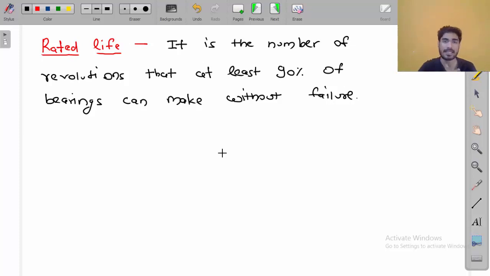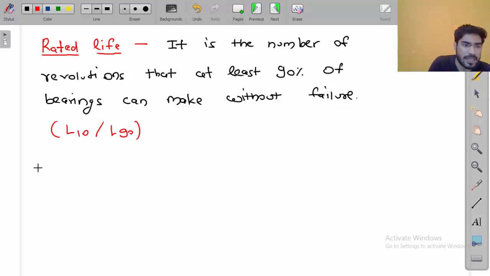Okay, if I am saying that rated life is 100 million revolutions, not every bearing will have 100 million revolutions, but at least 90% of bearings should have 100 million revolutions life. Okay, 10% of bearings can fail before 100 million revolutions, no problem. But 90% of bearings should pass. Then I will say that it is rated life. Okay, and it is denoted by L10 or L90. Sometimes it is denoted by L10, sometimes by L90.